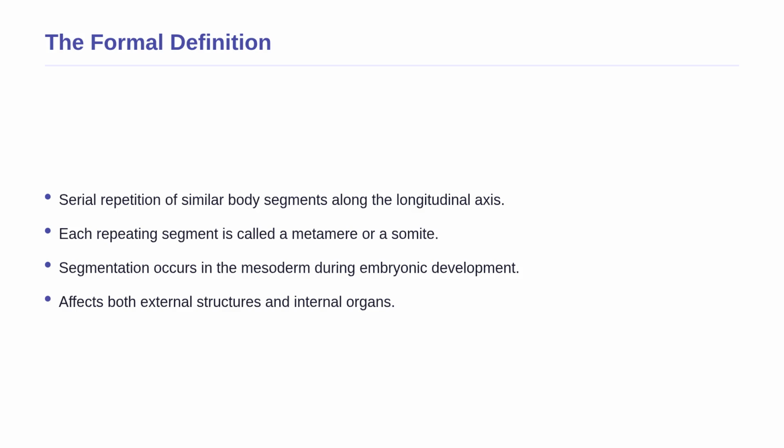Now that we have a mental picture, let us look at the formal definition. In zoology, metamerism is the serial repetition of similar body segments along the longitudinal axis of an animal. Each of these individual repeating segments is called a metamere, or a somite. For an animal to be considered truly metameric, this segmentation must occur in the mesoderm during embryonic development. This means the segmentation is not just skin deep, it affects both external structures and internal organs throughout the entire body.